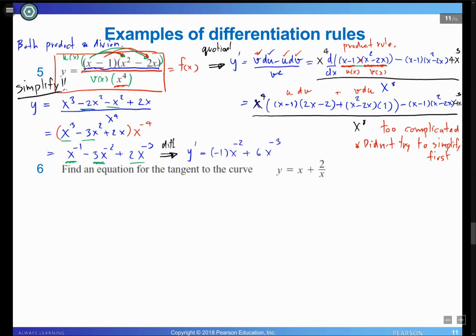Next one, we have this constant times x to the power of minus 3. Diff this, minus 3 comes down, it becomes minus 6. Minus 6, x to the power of, well, minus 3 decreases by 1, we have minus 4. And there you go, we have y prime. And I can write it as this, equal to minus 1 over x squared, plus 6 over x cubed minus 6 over x to the 4th. And that is the answer for this example number 5.